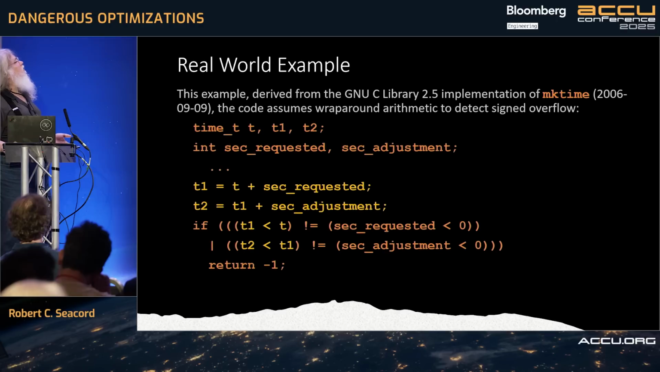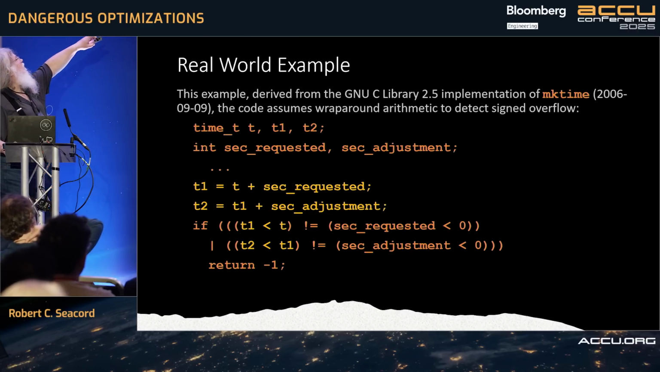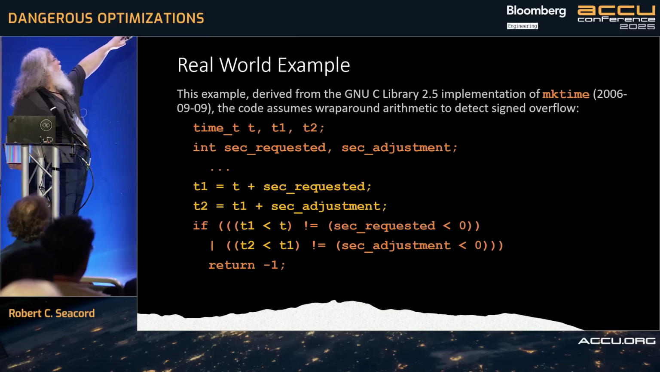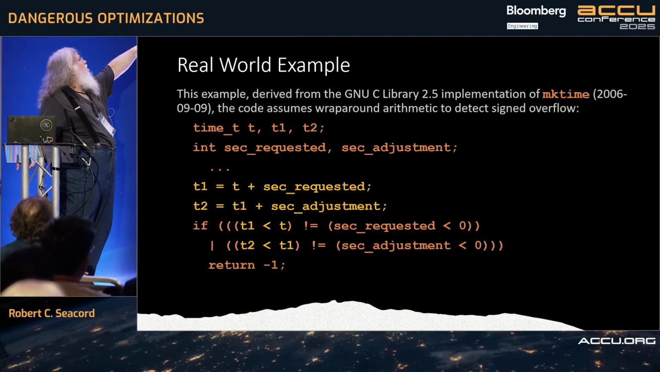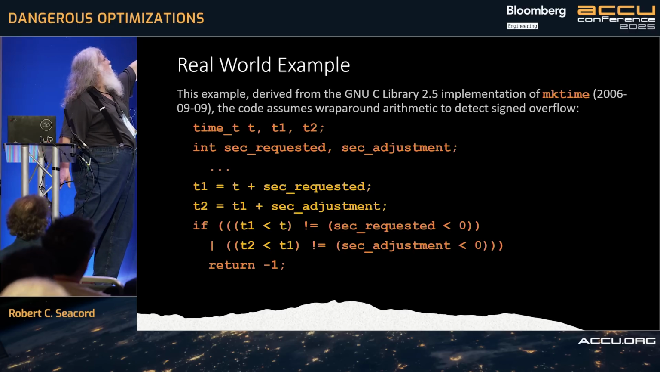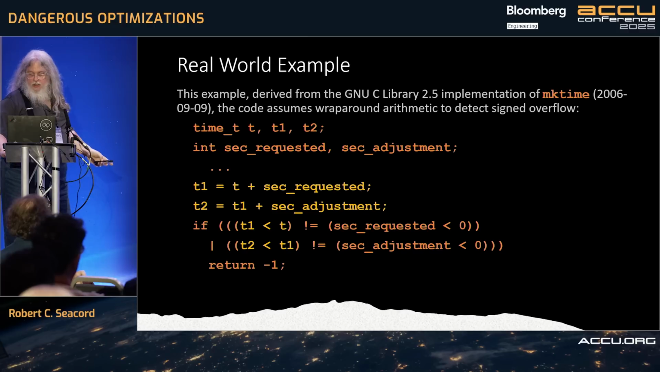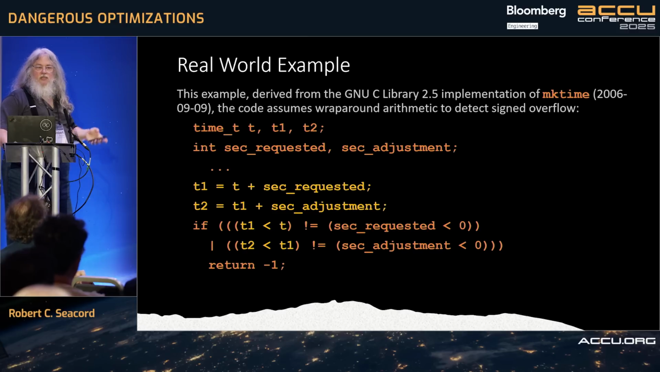So here's an example which was actually in the GNU C library, where they were taking time_t values, adding t to a value, and then testing to see whether or not these had wrapped around. So this was actually UB in the GNU C library implementation. It was fixed long ago.